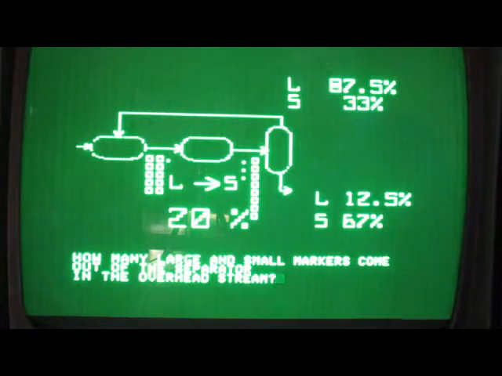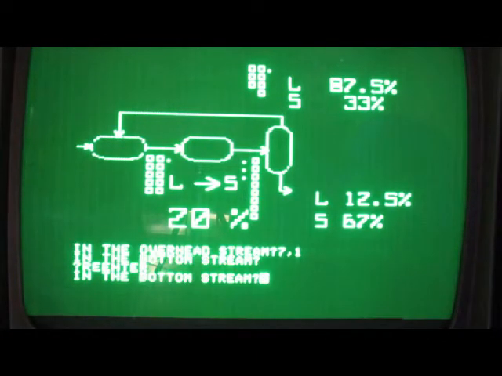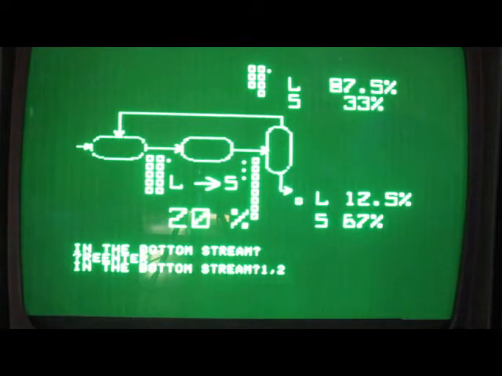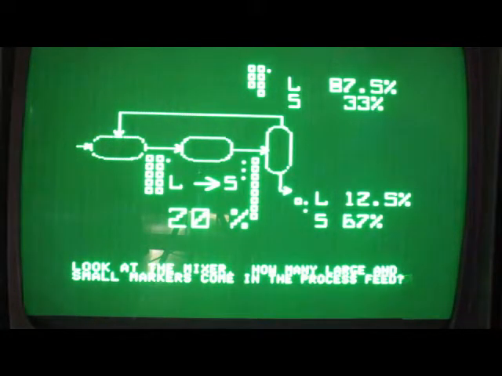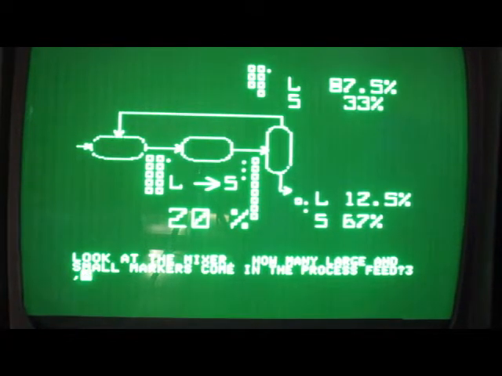How many large and small markers come out of the separator in the overhead stream? Well, 7/8 of 8 is 7, and 1/3 of 3 is 1, so there'll be 7 large ones and 1 small one. In the bottom stream, well, there will be 1 large and 2 small. Look at the mixer. How many large and small markers come in the process feed? Well, there have to be 3 large ones and no small ones.